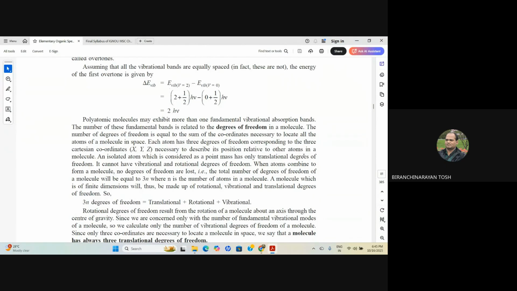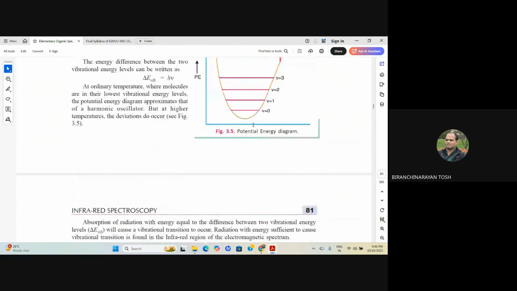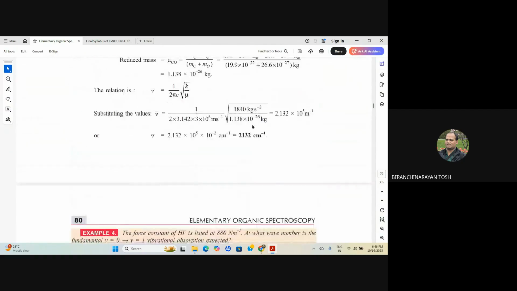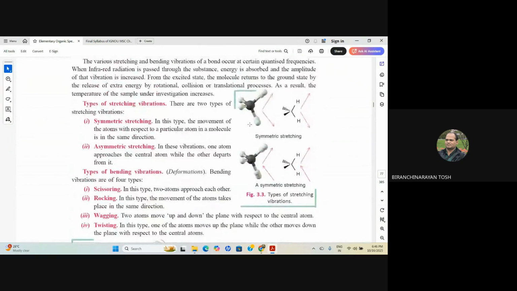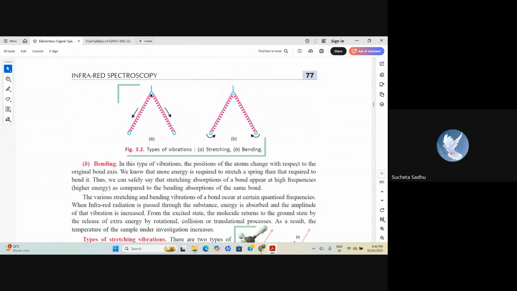Vibrational motion means with respect to another atom, how it will vibrate. When I give this figure, with respect to one atom the other is vibrating, stretching or bending. So these are relative, at least two atoms will be there, and with respect to one, how the other is vibrating.